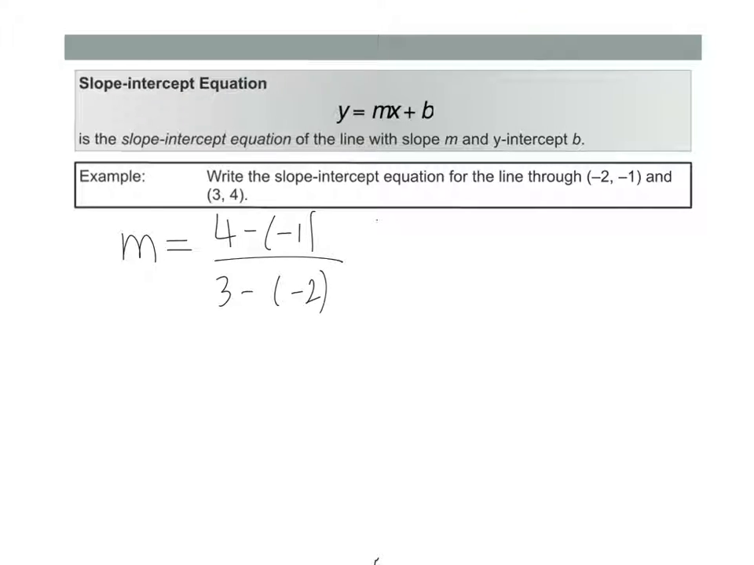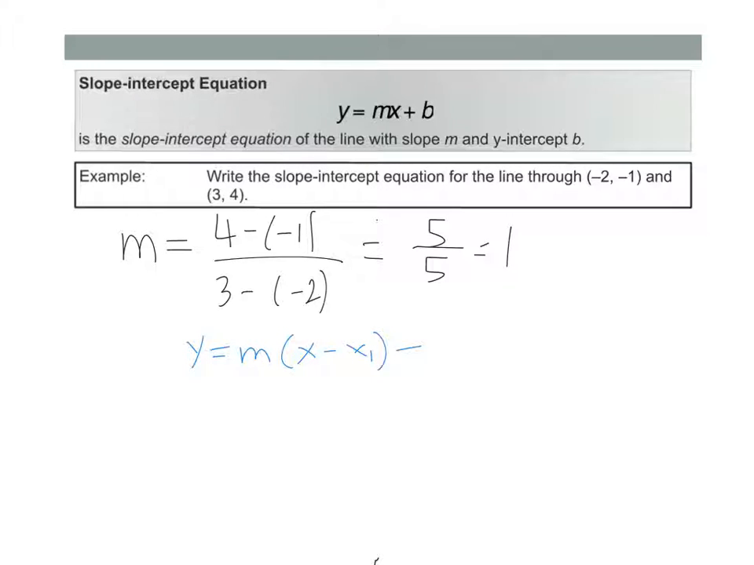So 4 subtract -1 is 5. 3 subtract -2 is also 5. So here my slope is 1. This has a slope of 1. How nice. Now to figure out b, there's a couple different ways you could do it. You could plug either one of these points into x and y, but I honestly think the easiest way is to use slope point form. The slope point form that I showed you on the other slide is super useful. You should know it by heart for sure, so using it in these kinds of situations is probably a good idea.